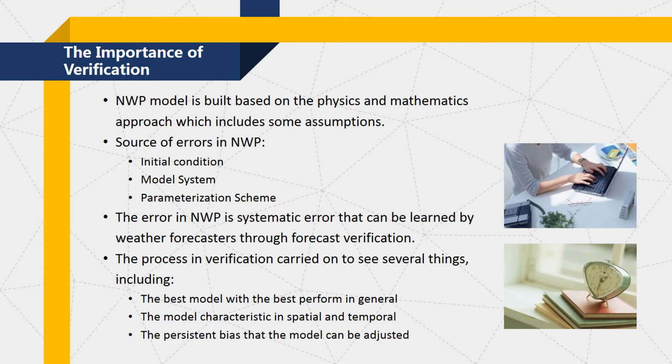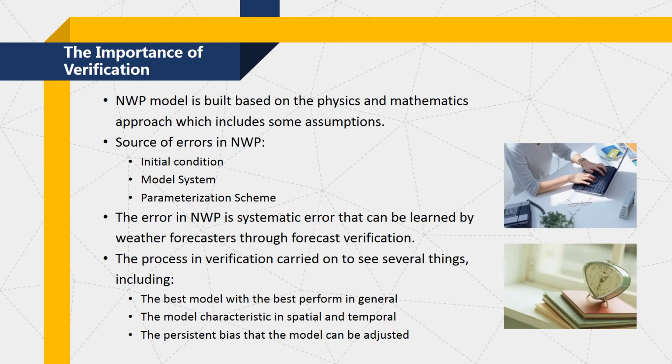Because all of these three sources of error are driven by a set of equations, errors in the NWP model are actually systematic errors. This systematic error can be identified through verification and can be used as a correction factor of the NWP model, or at least as guidance for the forecaster to understand the characteristics of the model.